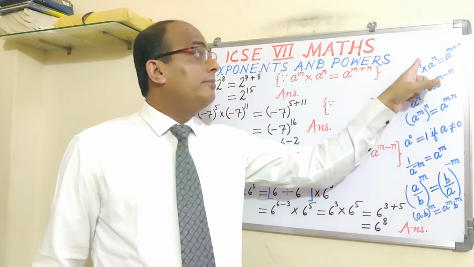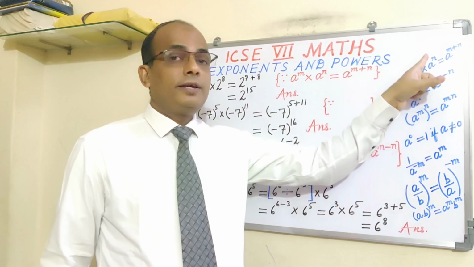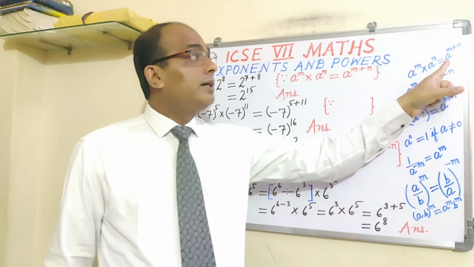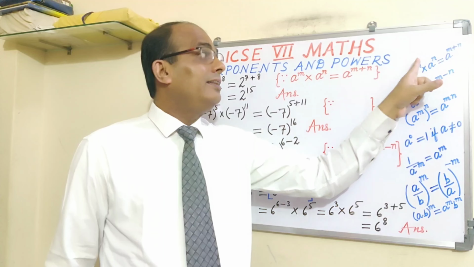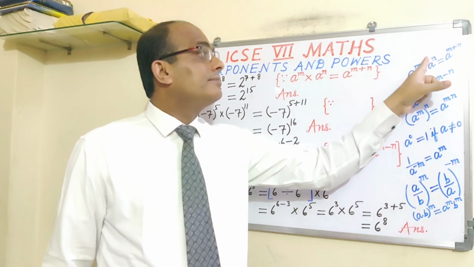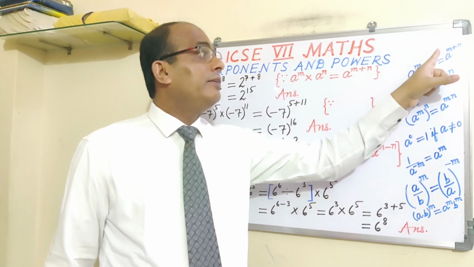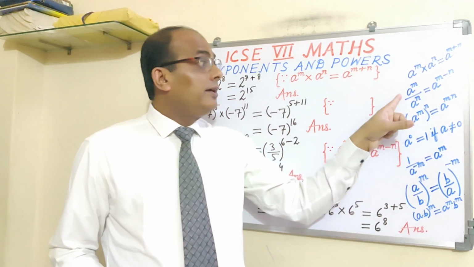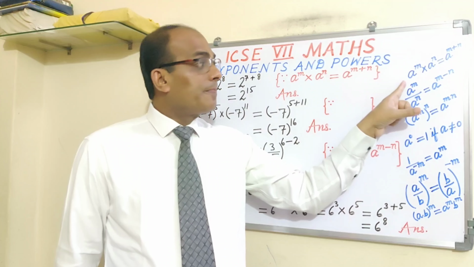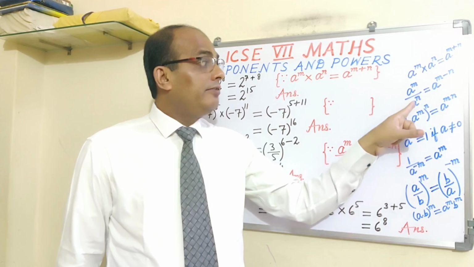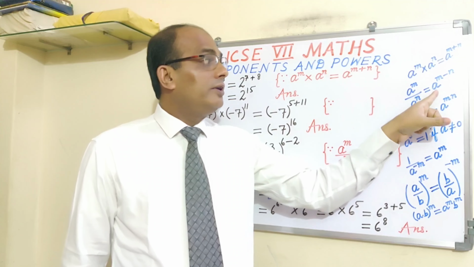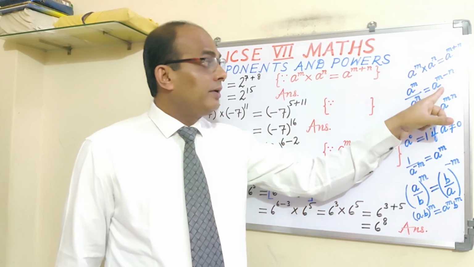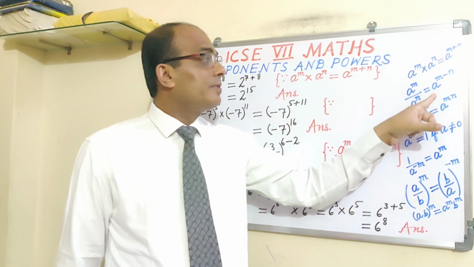a raised to the power m into a raised to the power n is equal to a raised to the power m plus n. We add the indices, the exponents m and n, when we multiply. When we divide, a raised to the power m divided by a raised to the power n is equal to a raised to the power m minus n. So when we divide, we subtract.